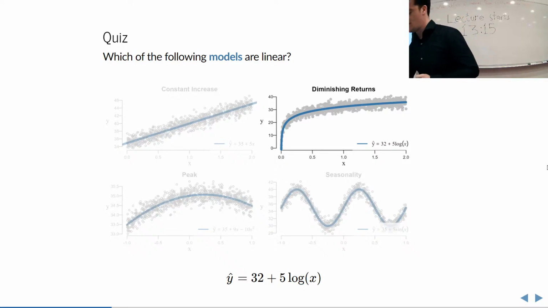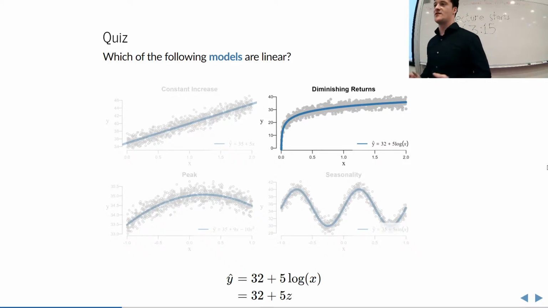But if we rewrite this, I could just make a new variable, and that's the log of x. Then all this says is 32 plus 5 times some explanatory variable. So it's still just intercept plus slope times effect. So this is still linear. Yeah, even though it's not a line, it is linear.